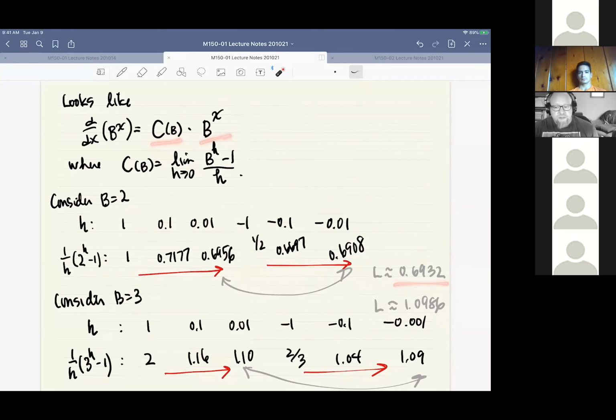Okay. So if I was calculating the derivative of 2 to the x, I would get 0.6932 times 2 to the x. If I was calculating the derivative of 3 to the x, I'd get 1.0986 times 3 to the x. That's what I'm trying to do here. But let me take this a step further.